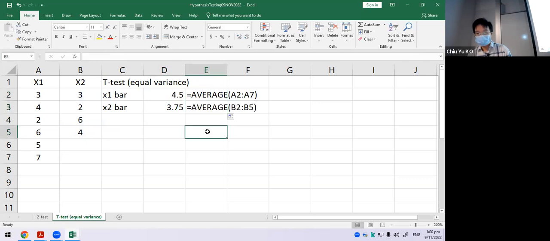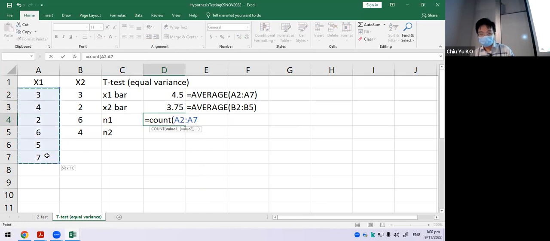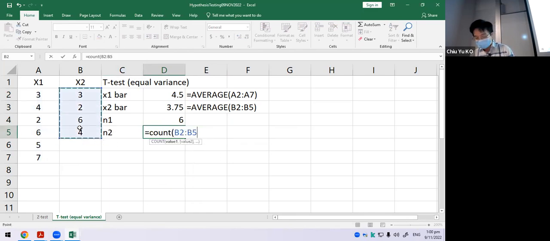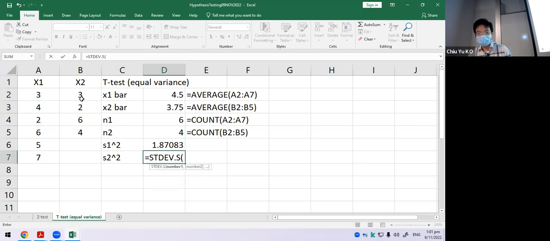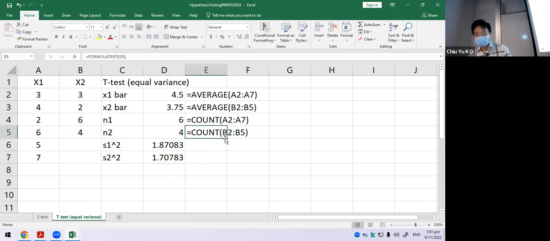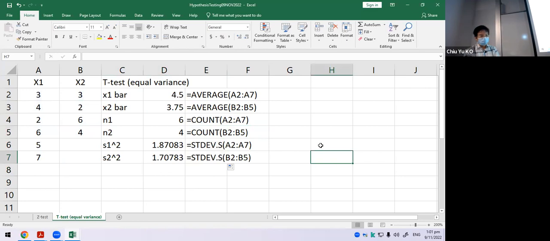So there are different means. Of course, you also want to have N1 and N2, just count how many of those. You can count it by yourself, but I think it's easier to let Excel calculate that for you. We also want S1 square and S2 square, which come from the standard deviation of group 1 and of group 2. So this gives us all the data we need to do the calculation.